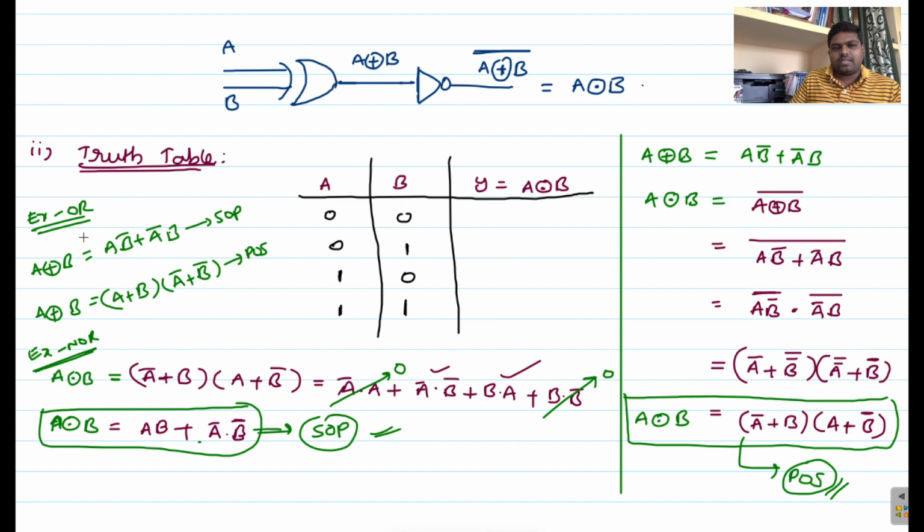Okay, XOR means a b bar plus a bar b. XNOR is nothing but a b plus a bar b bar. So that is the difference. That means each product term has either complementary or uncomplementary variables.